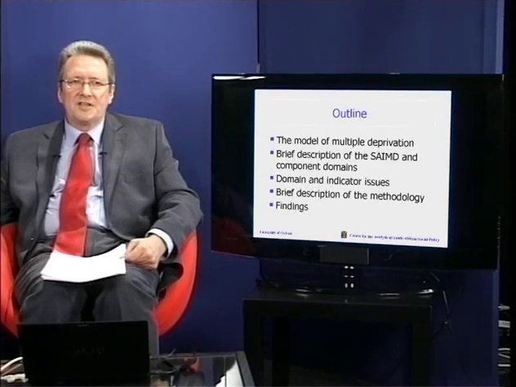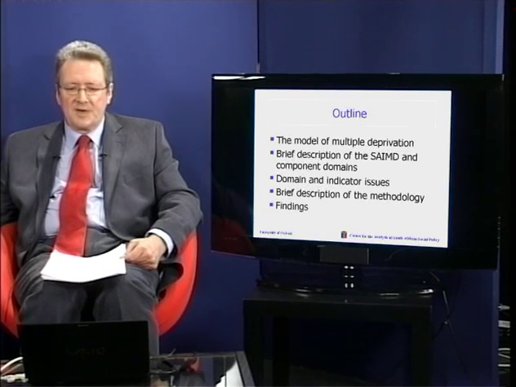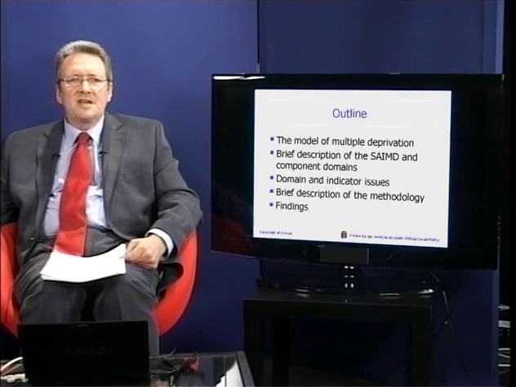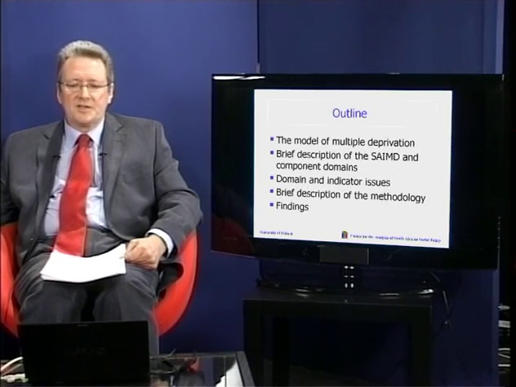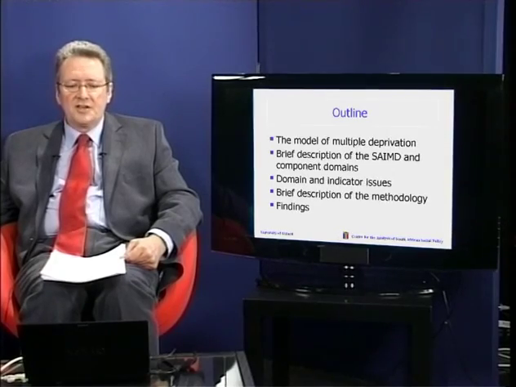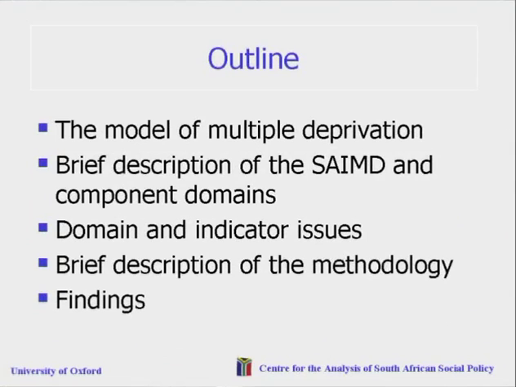It builds on an earlier piece of work which we undertook to design a ward-level index of multiple deprivation at provincial level across the country. And this is a refinement of that. The principles are the same, but the technique is different. I'm going to start by outlining the model of multiple deprivation that underpins the project, give a brief description of the South African Index of Multiple Deprivation and its component domains, talk about domain and indicator issues, and give a brief description of the methodology. I'm then going to conclude by talking about the findings and the possible application of the index and some concluding remarks.